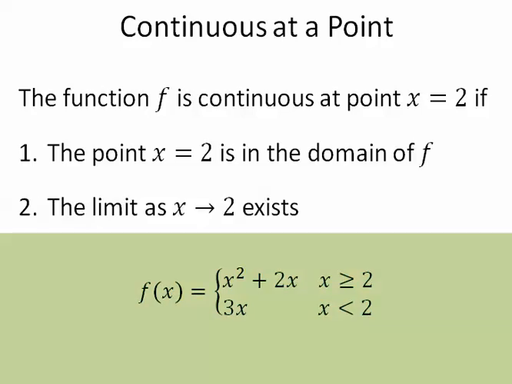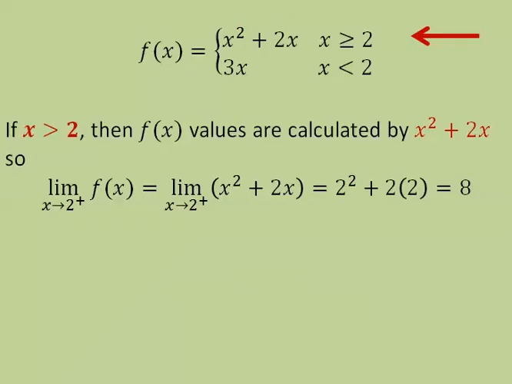We need to see if the limit as x approaches 2 exists. If x is bigger than 2, then f of x values are calculated by x squared plus 2x. So the limit as x approaches 2 from the right is governed by x squared plus 2x. And so coming from the right, the limit is equal to 8.